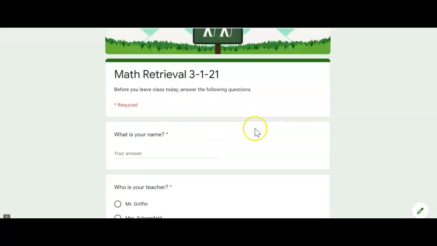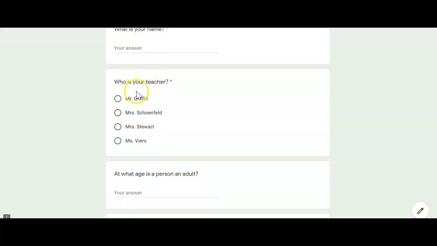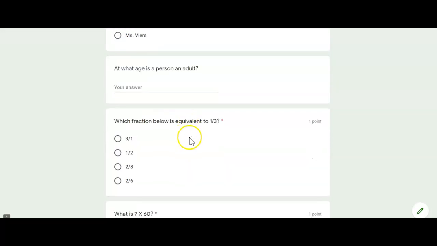So, math retrieval 3-1-21. Make sure to enter your first and your last name, and who is your teacher. Just whoever your homeroom teacher is, I want you to click beside their name. Our first question, at what age is a person an adult? So this is your opinion. At what age do you think a person is an adult?